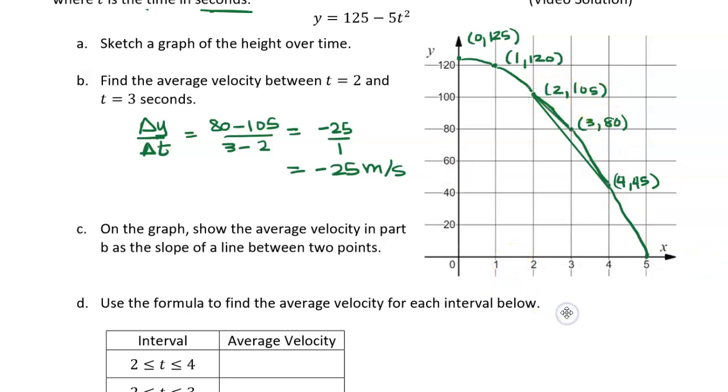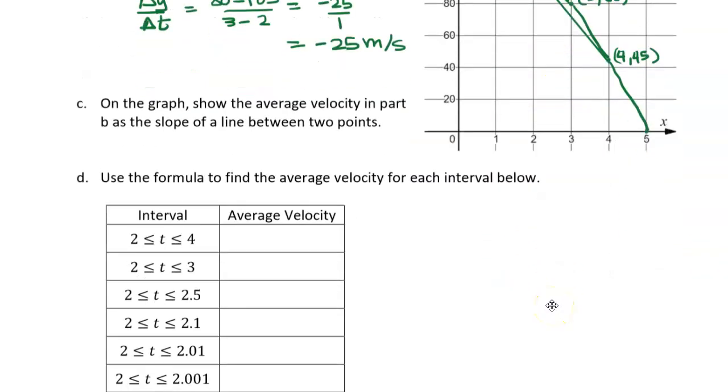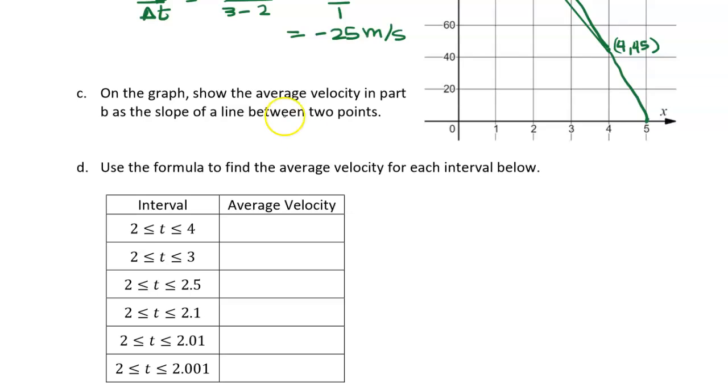Now I don't have to use the graph because I've got the equation. I've got the function. I'm going to rewrite it down here: y is equal to 125 minus 5t squared. Okay, that's the function. So I'm just going to use the function and plug values in.